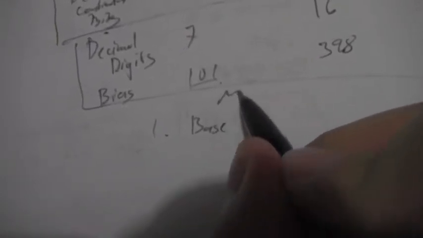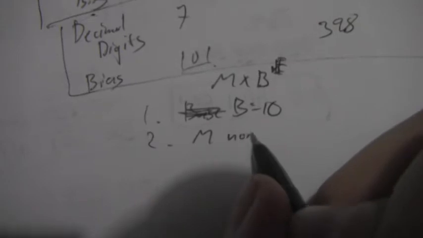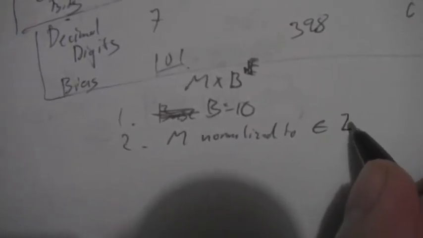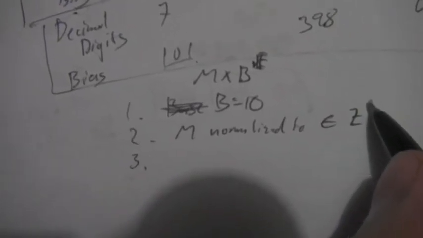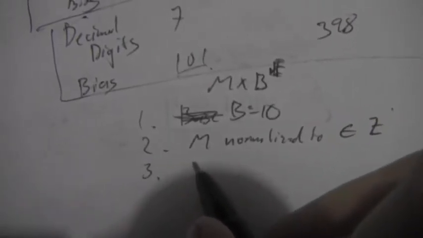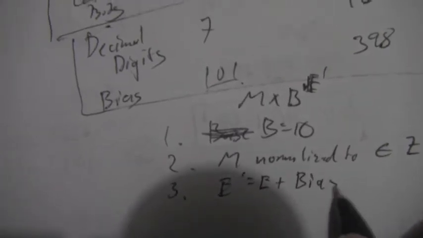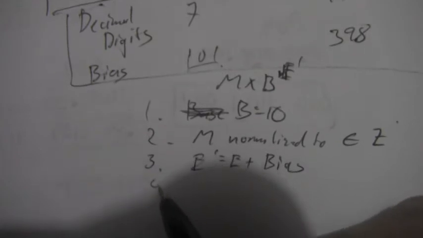Let's go back to a number we converted in the last tutorial, which was 25. You have a few rules here. Given the number m times b to the e, b should be 10. m is normalized to a whole number, or an integer. And e prime is equal to the actual exponent plus the bias, so in this case 101. And the m should be decimal.